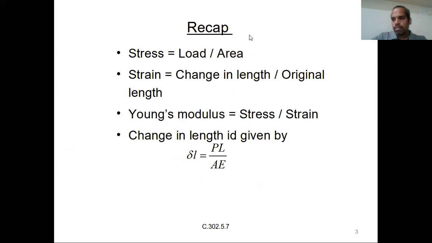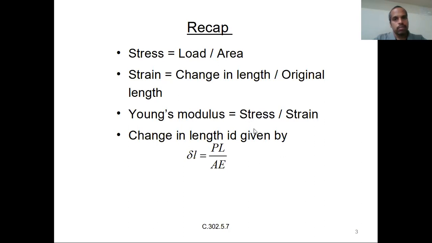In the last class we discussed stress. Stress is nothing but the internal resistance developed against the deformation, per unit area. That's what we have defined, and mathematically it is expressed as load per unit area. Strain is the ratio of change in length to original length. And Young's modulus is nothing but stress by strain. We obtained this equation from Hooke's law.